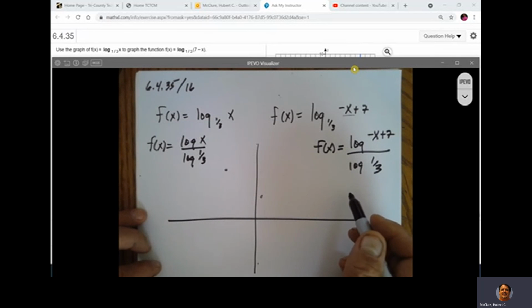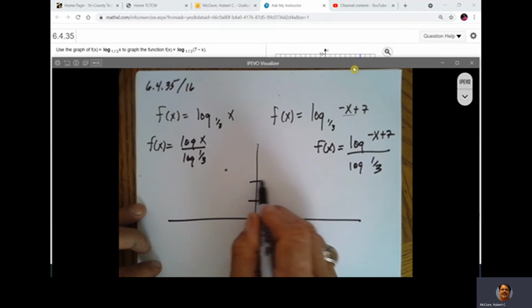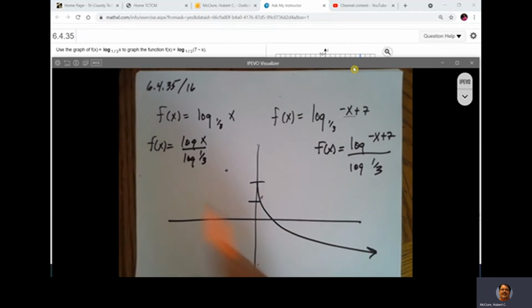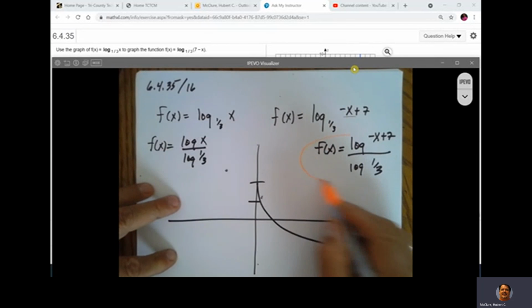And let's see, the log of x over the log of 1/3 is going to look something like this. And I'll do the other in orange. Okay, so that's this one. And this one I'm going to do in orange.